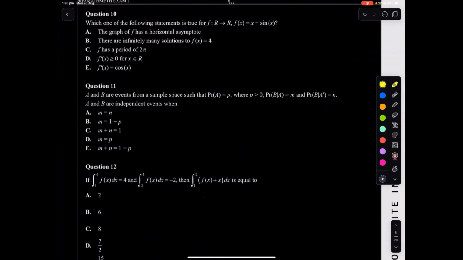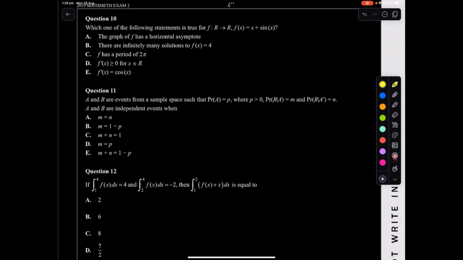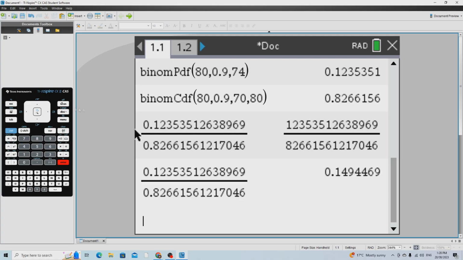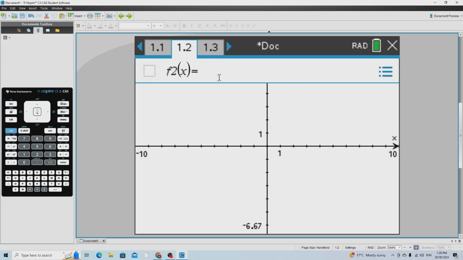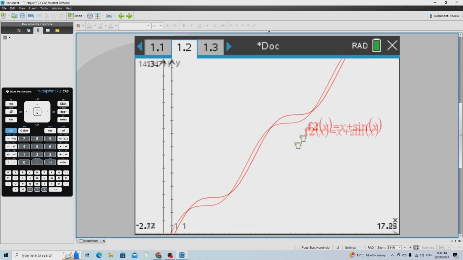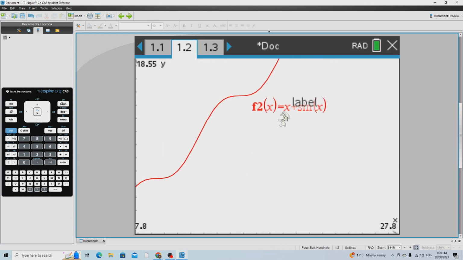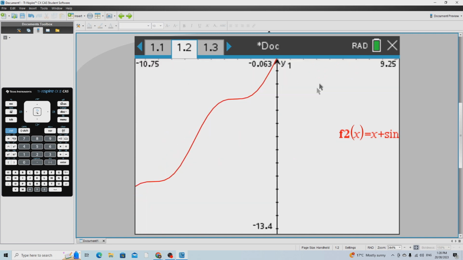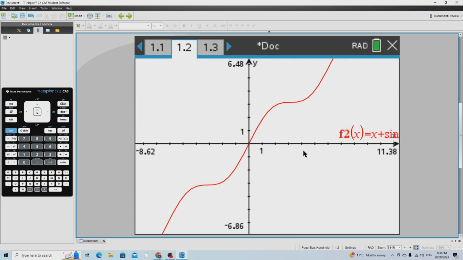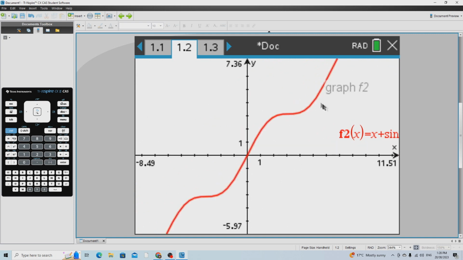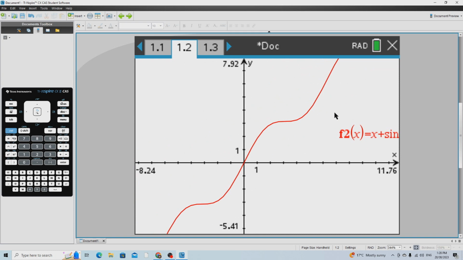Okay, looks good. Which of the following statements is true for this function? The graph of f has a horizontal asymptote. Okay, I would first just draw this graph. Let's just have a look at this graph. So x plus sine x. Okay, perfect. We got this graph that's just repeating like this. The graph has a horizontal asymptote? Nope, does not look like it. It just goes forever like this and also downwards like that. So nope. There are infinitely many solutions for x equals 4? No, x equals 4 just touches once and it doesn't actually have infinite solutions.